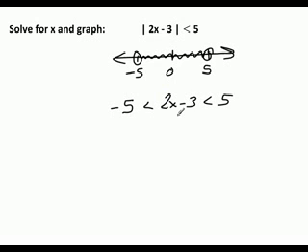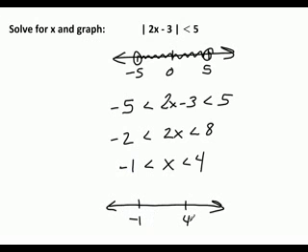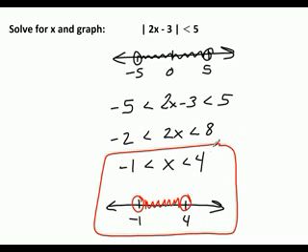So I'm going to add 3 to the left, the center, and the right. So if I add 3 here, I get negative 2. I have a 2x in the center. If I add 3 here, I get 8. Now I'm going to divide both sides by 2. I get a negative 1 and a 4. Now when I shade this, negative 1, positive 4, I have an open circle at 4 and negative 1, and I shade in between. And that would be my solution.